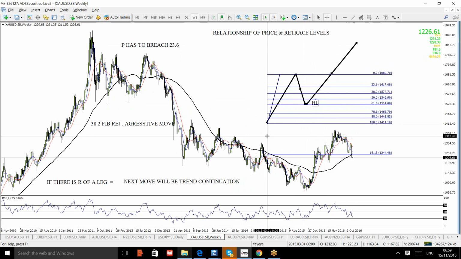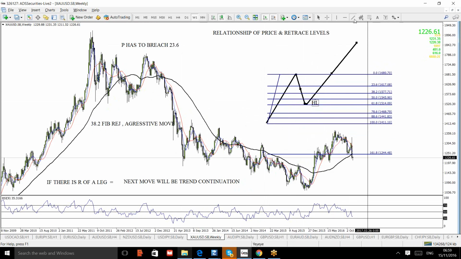And remember, if the retracement fails, where does the retracement fail? If the price breaches 100%, the retracement fails, guys. Retracement fails means there is no trend continuation. The trend has changed. Simple rule, guys. Remember this. Do you guys understand what I said?